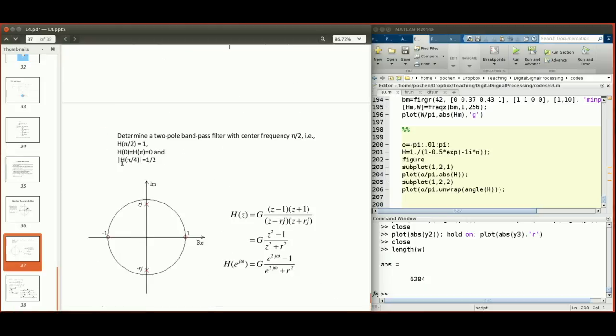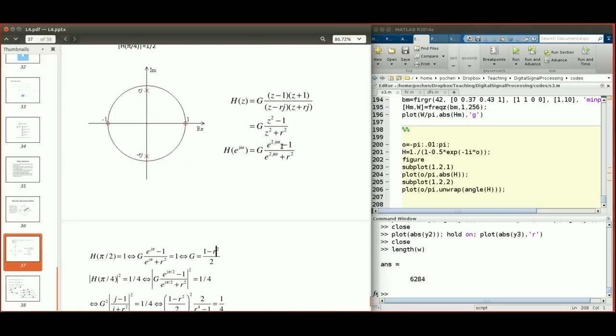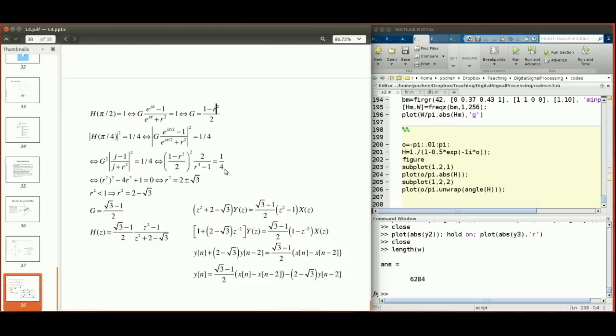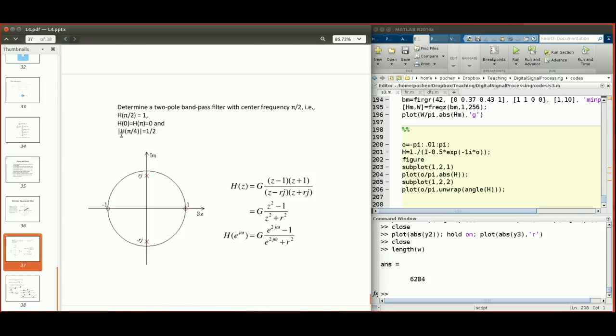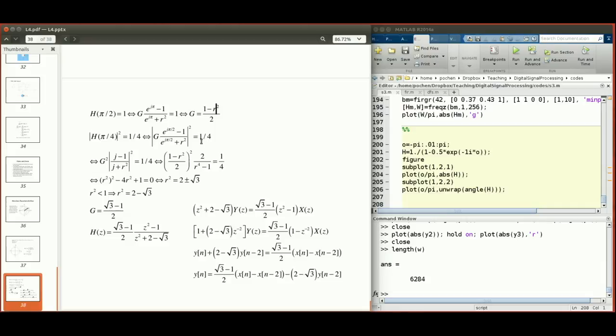Now let's look at the second condition. That's the amplitude of big H(pi over 4) equals 1/2. So let's bring pi over 4 into this formula, replacing omega with pi over 4. Then we are getting this kind of thing: big G times e to the j pi over 2 subtract 1, over e to the j pi over 2 plus r squared. And then the whole thing takes the absolute value and the square of it has to equal 1 over 4. So basically we're replacing this condition with another condition, that the square of the left hand side has to equal the square of the right hand side, that's 1 over 4. So that's basically using the second condition.